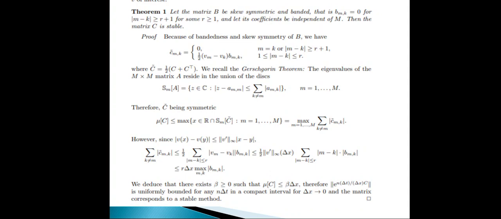Now, it's Theorem 1. Let the matrix B be skew symmetric and banded, that is B_{m,k} = 0 for |m − k| ≥ r + 1 for some r ≥ 1, and let its coefficients be independent of m. Then the matrix C is stable.